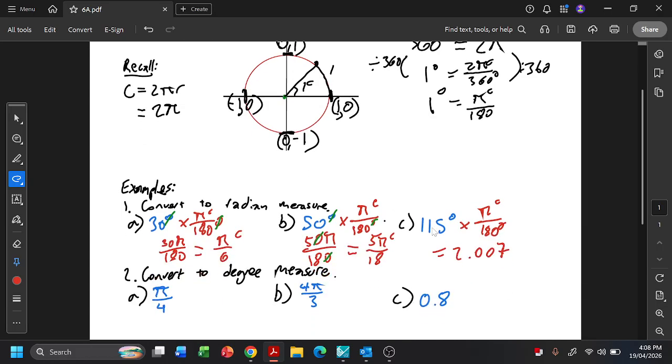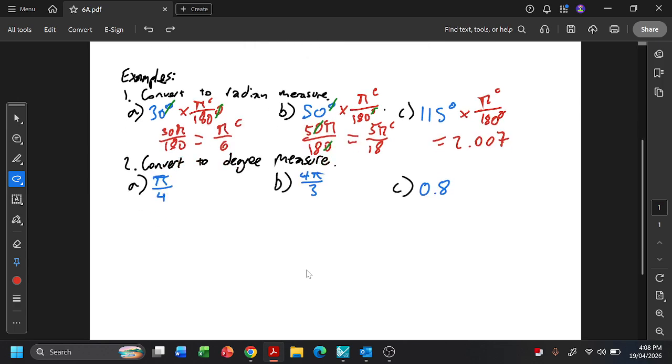If the angle is less than 360, all of these numbers that we get as our answers should be less than 2 pi. So it makes sense that a number that's somewhere between 90 degrees and 180 degrees is somewhere between half of pi and pi. So that's just something to keep in mind, if that helps.